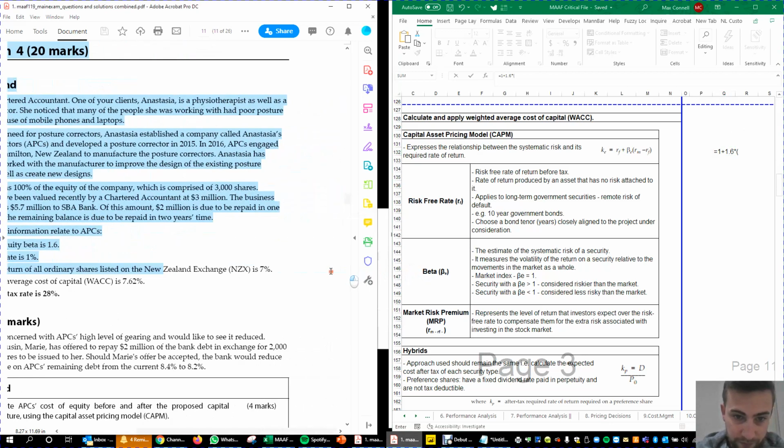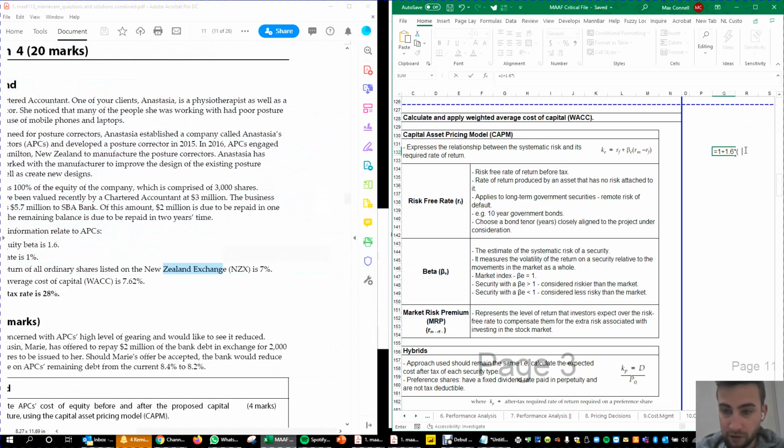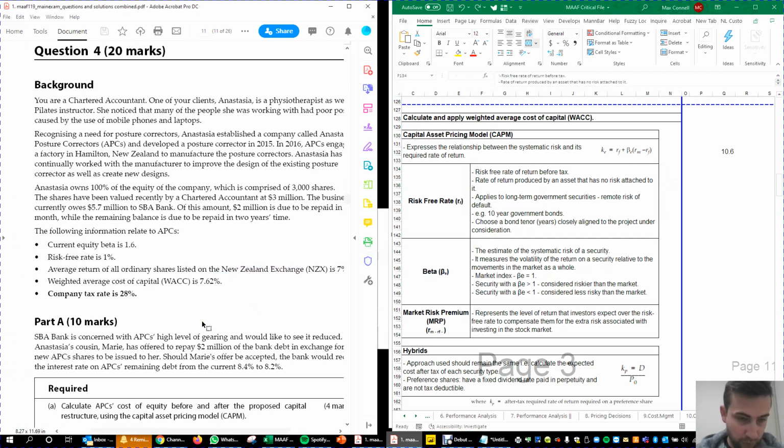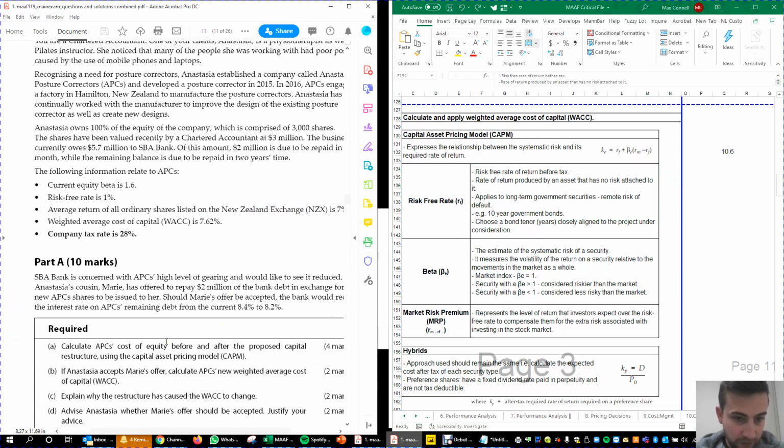So it's times 7 less the risk-free rate, which is 1%. So we'll just close that off. And then the answer should be 10.6% per that formula. Okay, so that's the answer to part 1 for before.